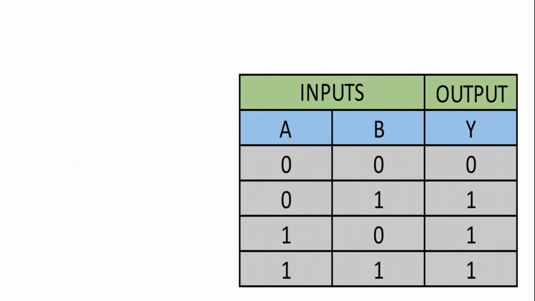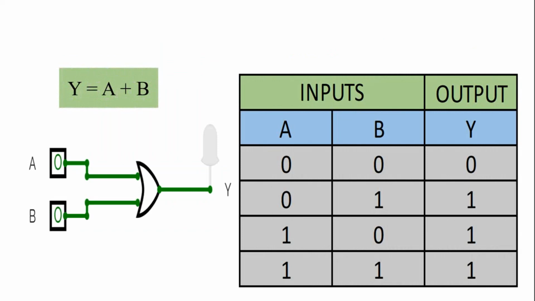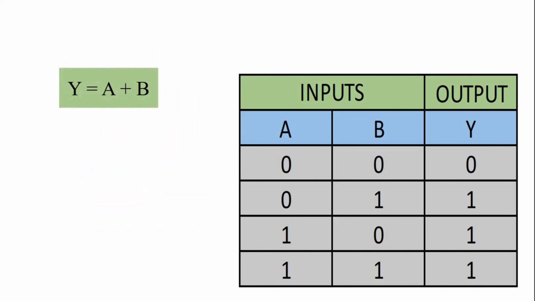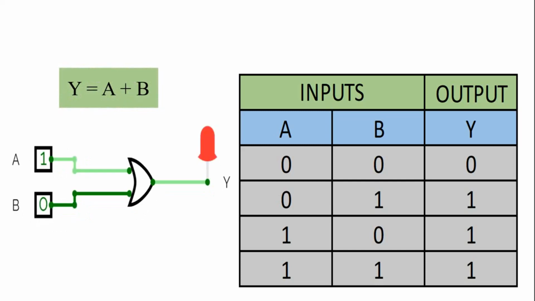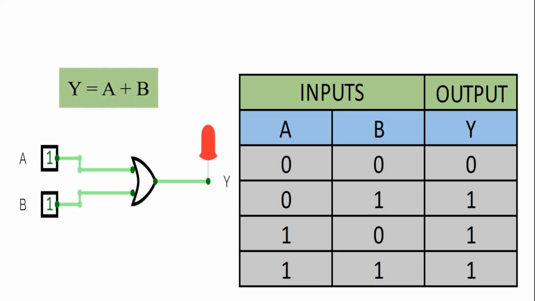This is the truth table of OR gate. As Y equal to A plus B, so when both the inputs are 0, output is 0. And in all other cases, output is 1. Now we will verify the truth table by the simulator.